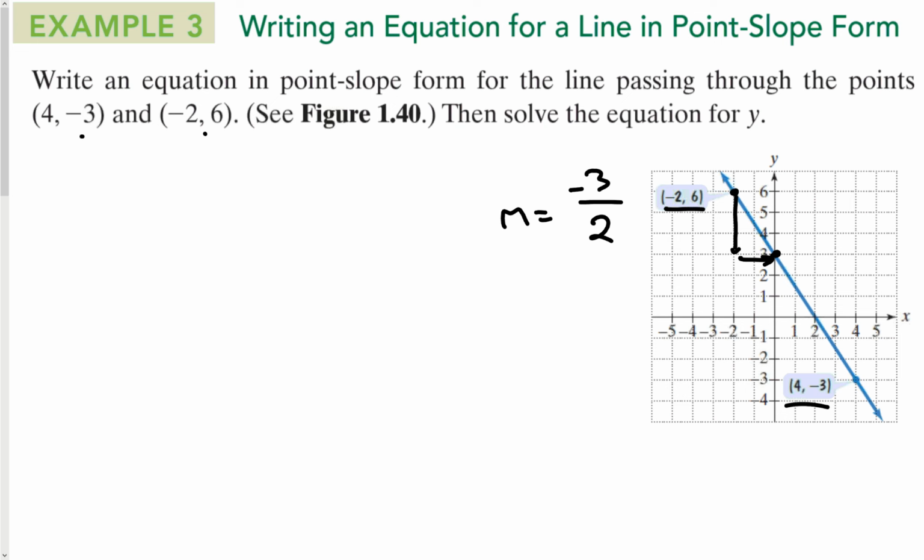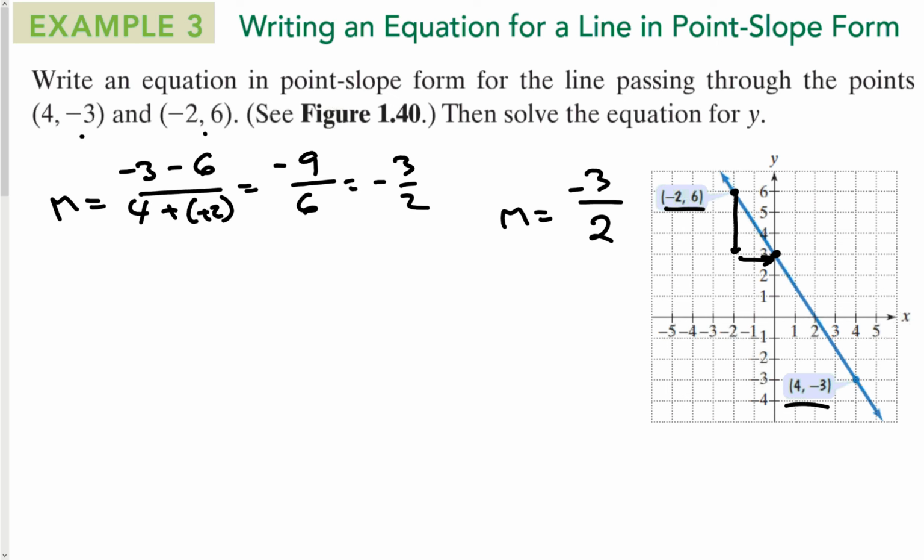If I didn't have the picture, I could always do what we did in the first problem. It doesn't matter, but this is a good place to start: y2 minus y1 over x2 minus x1. So this turns into negative 9 over 6, which reduces to negative 3 over 2. Now I have the slope.